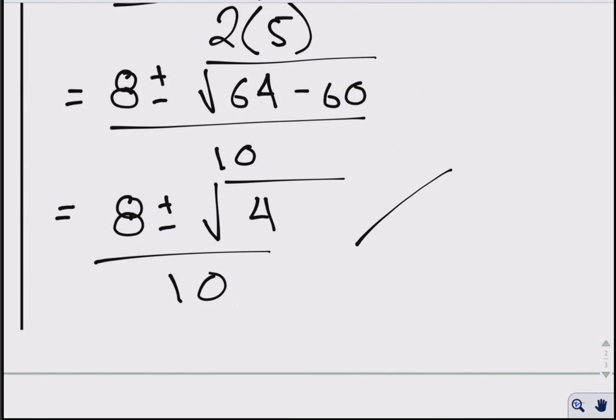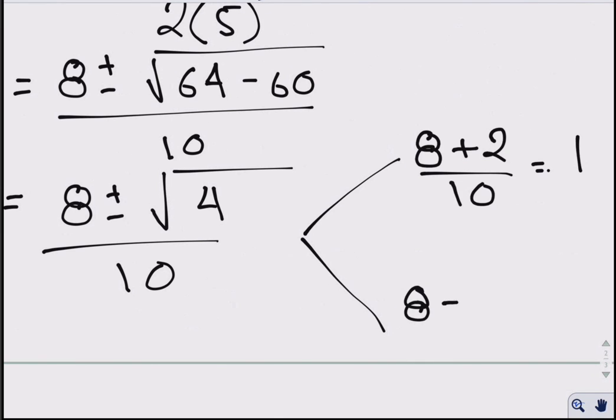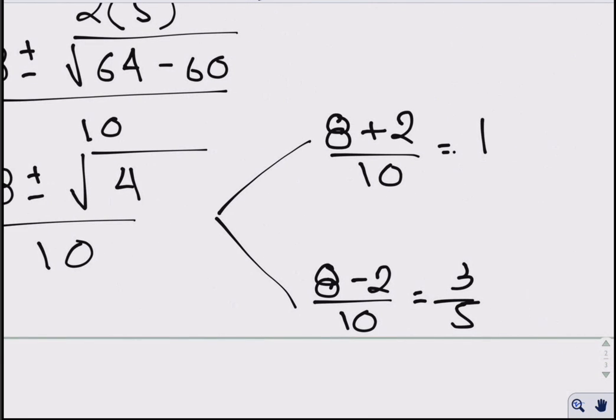Okay? What do I mean by that? Well, let me take the plus. I have 8 plus the square root of 4, which is 2, over 10. This just gives me 1. Similarly, I look at the negative aspect, 8 minus 2 over 10. And this gives me 3 over 5. And pretty much that's it. Those are your two roots. You have 1, 3 over 5.